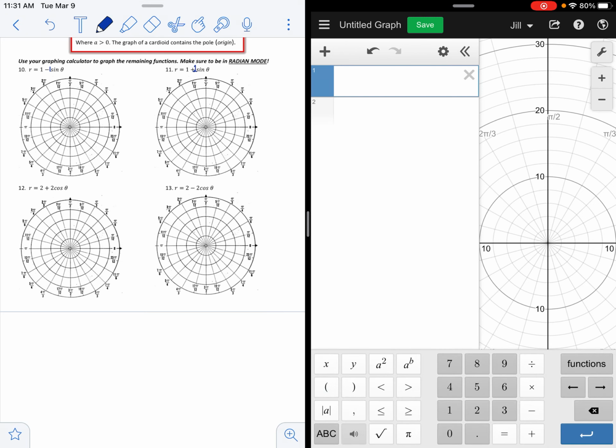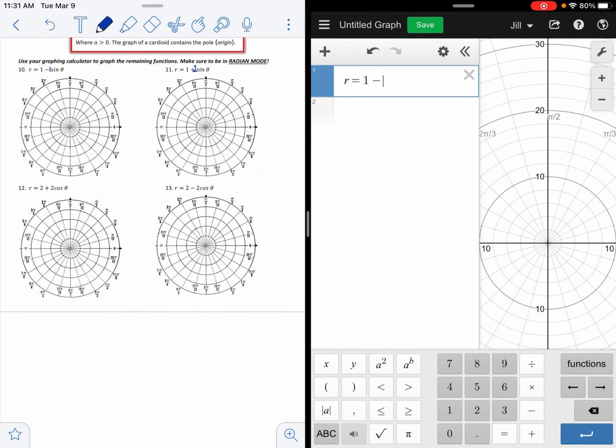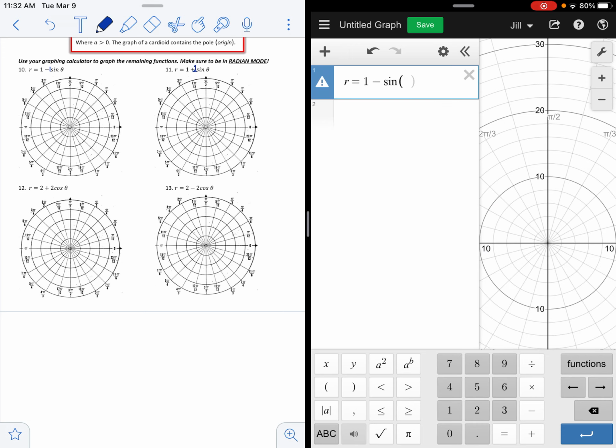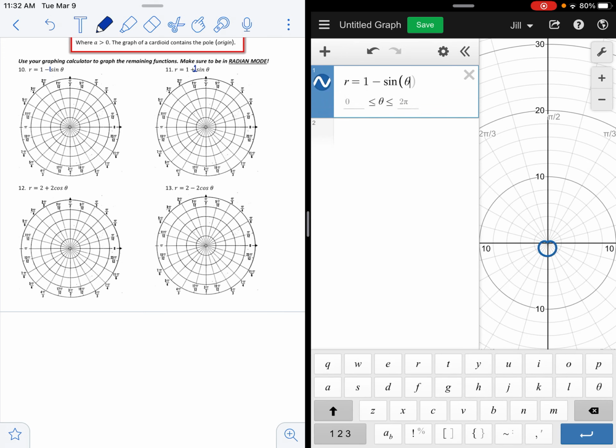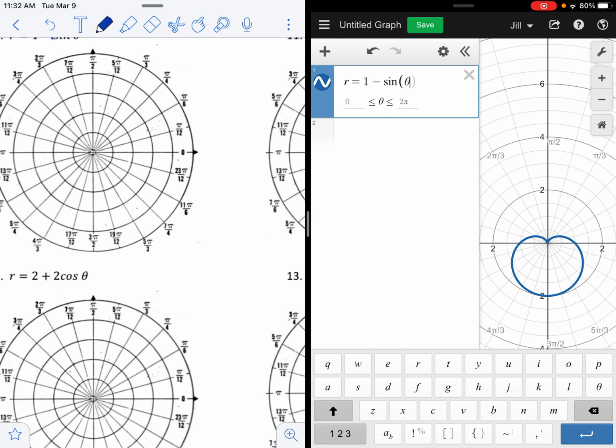All right, so I'm going to hit X on this right here because I don't need that one anymore. I'm going to hit R equals, so I need alpha, R equals 1 minus sine of theta. Okay, and I'm going to attempt to zoom in. Oh, yeah. Okay, good. I zoomed in so you can see it better. But that's what a cardioid looks like.